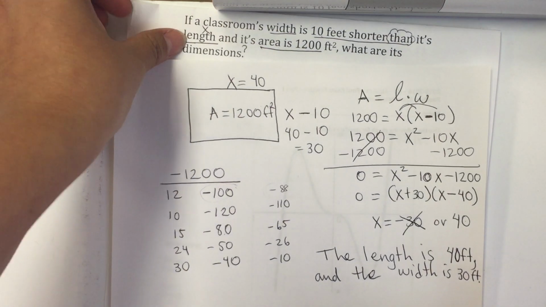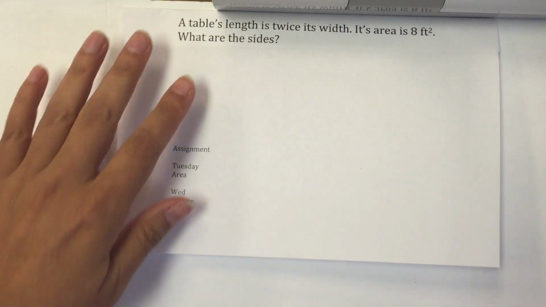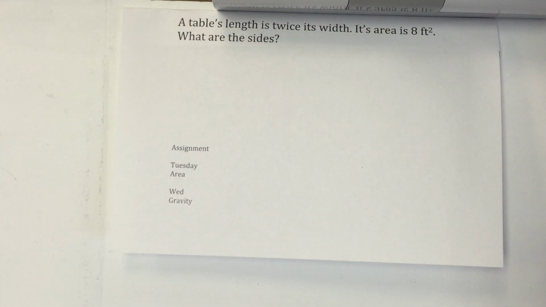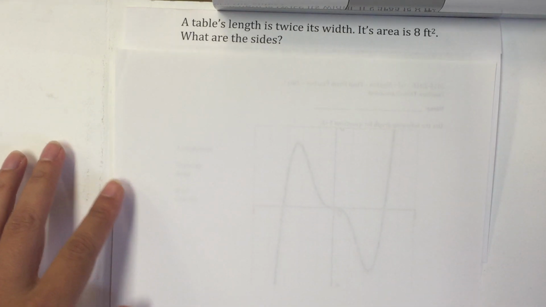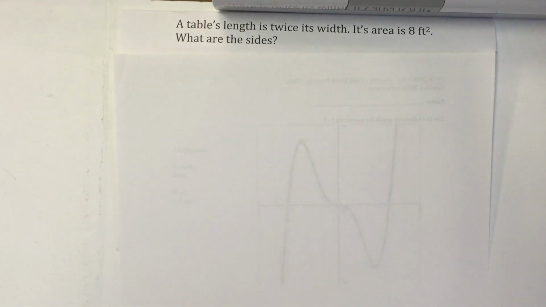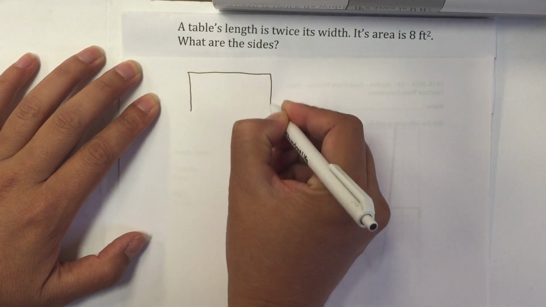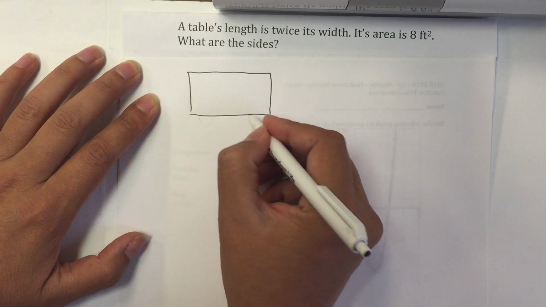Okay, let's go with another one. And this one says, a table's length is twice its width. Its area is 8 square feet. What are the sides? Again, it's asking for both dimensions. So we have a table and maybe chairs on the side. I'm just kidding.